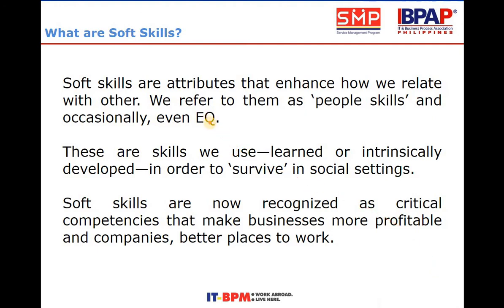So soft skills are attributes that enhance how we relate with each other, and we refer to them as people skills. And as emphasized in our previous topics, people skills are now more important as compared to the technical skills or hard skills. Sometimes it's called EQ or emotional quotient, emotional intelligence. Now these are skills we use, learned or intrinsically developed in order to survive in social settings.